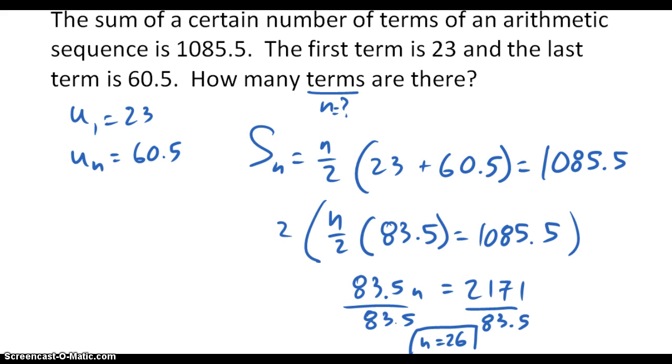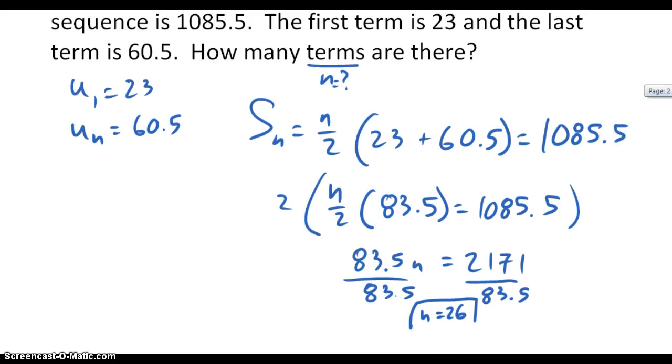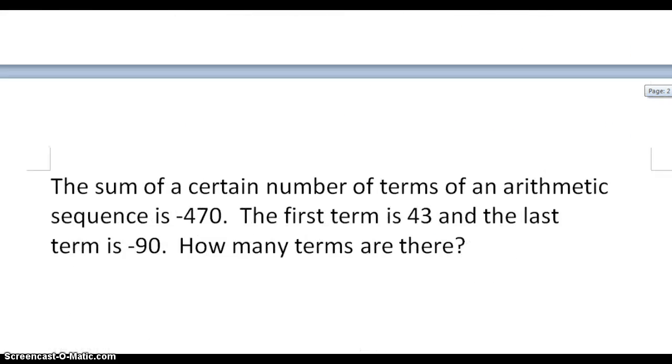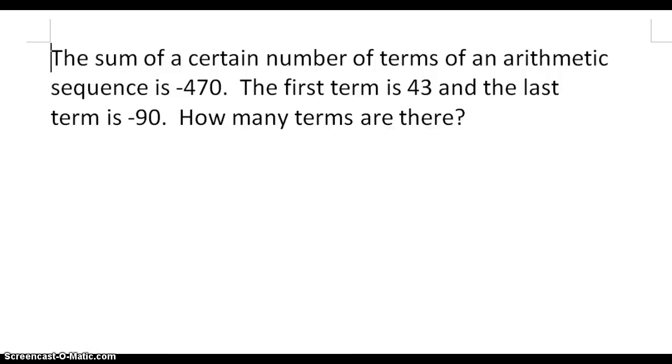Now, you're going to try one of these. It's actually pretty straightforward. The point is you're solving now for n, not for the sum. But you want to know what n is. How many terms are there? Okay, so the sum of a certain number of terms is negative 70. First term is 43, the last term is negative 90. How many terms are there? Go ahead and give this a shot. Pause the video right now and try it.